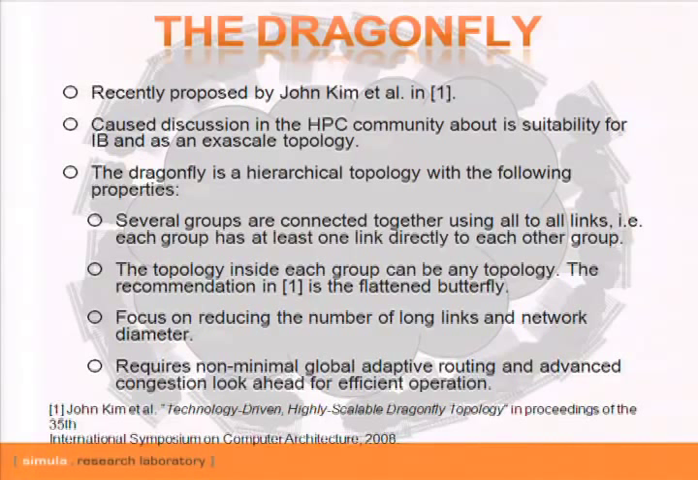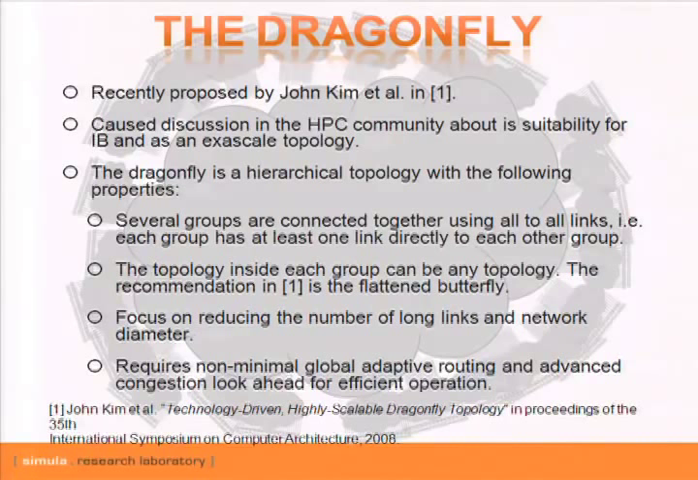As already said, it's a hierarchical topology, and it has the following properties. It consists of a number of groups, and there is an all-to-all link connection between the groups. That means that each group has at least one direct link to each other group. And about the topology inside the group, here we see all the groups, just illustrated around this border.